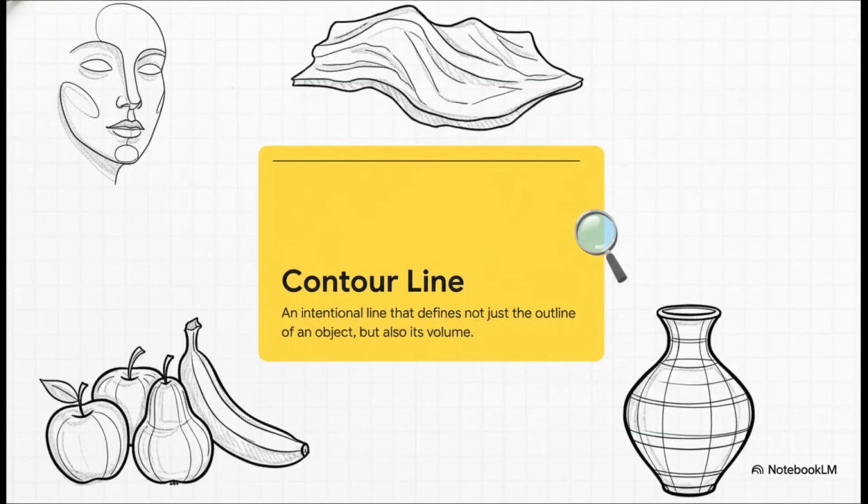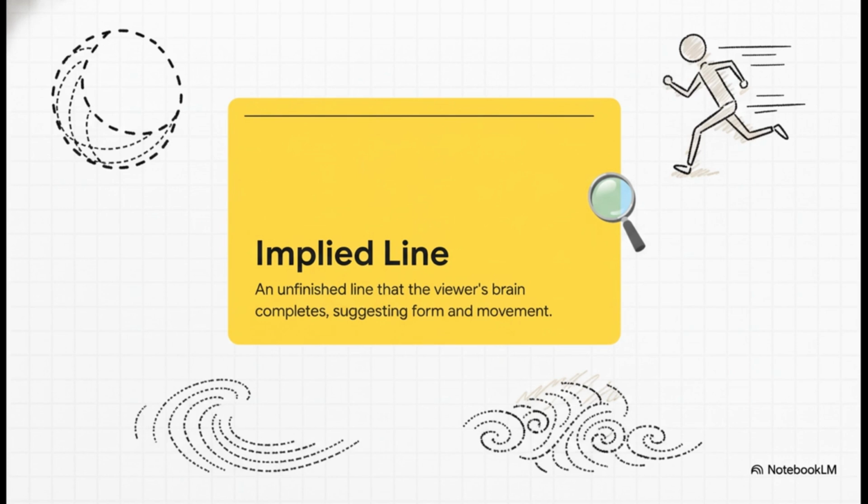Now this is where it gets really interesting, because you can build on that gestural start. Enter the contour line. This one's much more deliberate. It's not just the outside edge of an object, it's a line that travels across the surface, describing its shape, its curves, its volume. This is how a flat drawing suddenly starts to feel three-dimensional, like you could almost reach out and touch it. And then there's my personal favorite, the implied line. This is probably the cleverest of them all. This is where the artist intentionally leaves gaps and lets your brain do the work of connecting the dots. It's such a powerful tool. It suggests form and movement with just a few carefully placed marks, which means you, the viewer, become an active participant in actually creating the image.